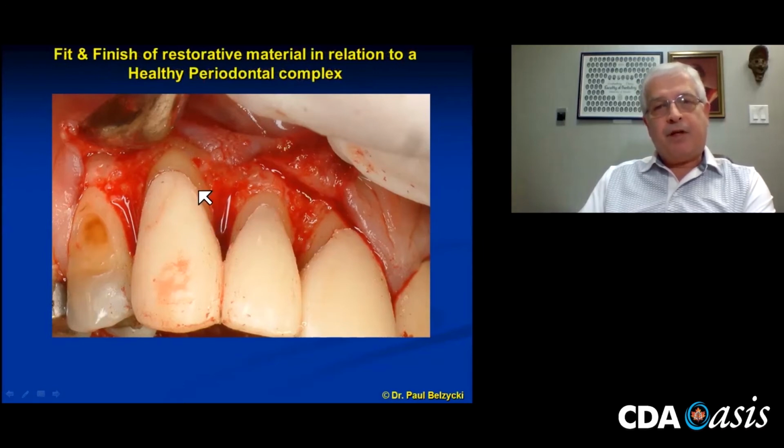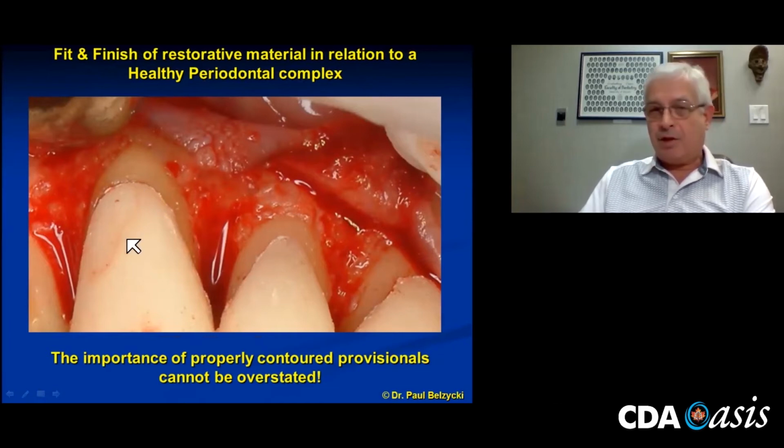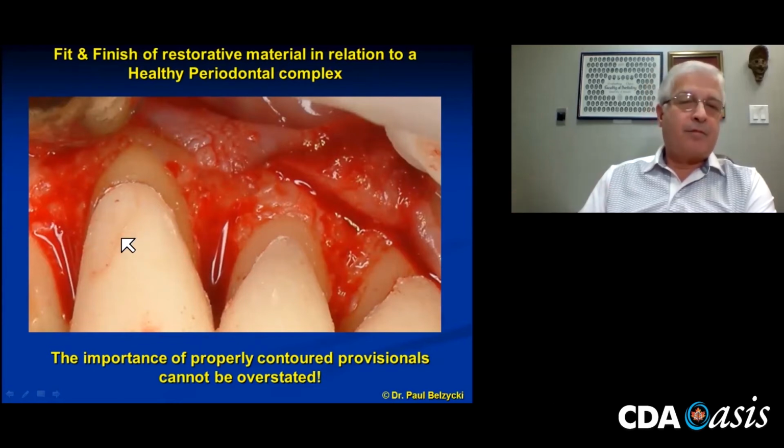It's the fit and finish of the restorative material in relation to a healthy periodontal complex. That's what has to be established. So I've made provisionals fit to the best of my ability, and these are methyl methacrylate powder liquid, so I can add and subtract incrementally at will. They're cemented in. I've defined the margin, and I've tried to get this to fit as best as possible.